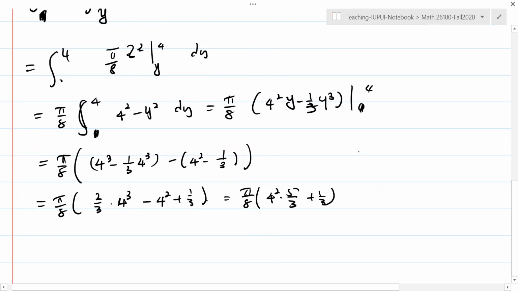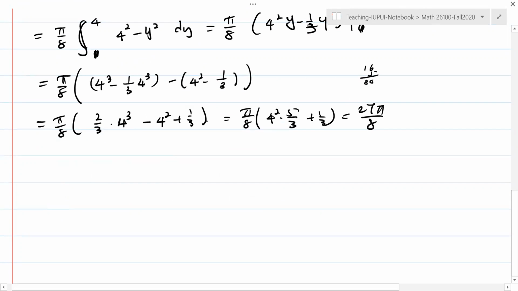Okay, let's finish it. So 16 times 5 is 80. 80 plus 1 is 81, right? When they divide by 8. Okay. 81 divided by 3 is going to be 27. So it's 27 pi over 8.